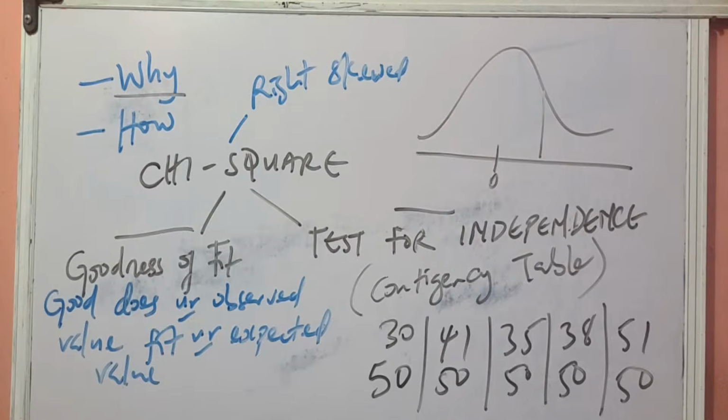So after observing, you want to carry out a chi-square test, a goodness of fit test, to see if your observed value did fit your expected value. Does it make sense, guys?